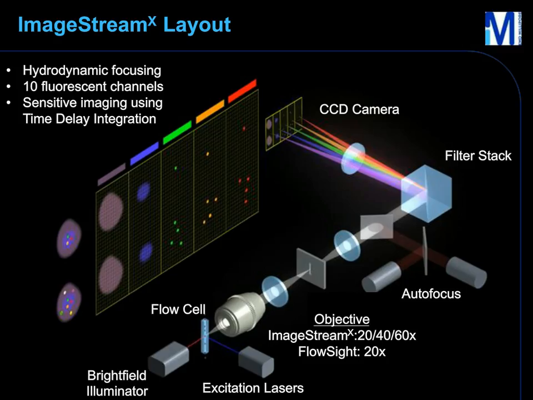The use of fluorescent dyes to identify protein aggregates and other types of particles relevant to this application is not a new concept and has been previously performed using other fluorescence-based techniques, such as flow cytometry or fluorescent microscopy. Here in this slide, I'm showing a schematic depicting the layout of the ImageStream system, and the layout for the FlowSight is nearly identical.